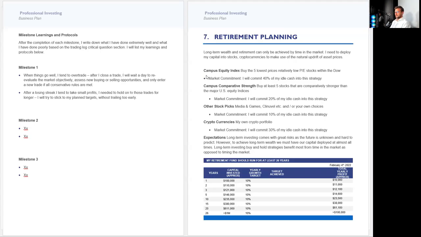And so if you ask me, you can do as much as you want here. You can go as high as you want here in terms of your exposure to the Campus Equity Index, because it's just such a powerful strategy. And you'll see that between 10 and 20% in the long run per annum is anyways all you'll need.